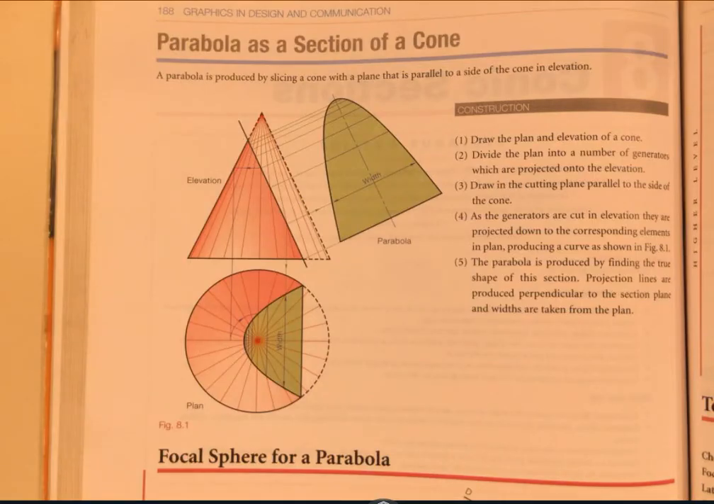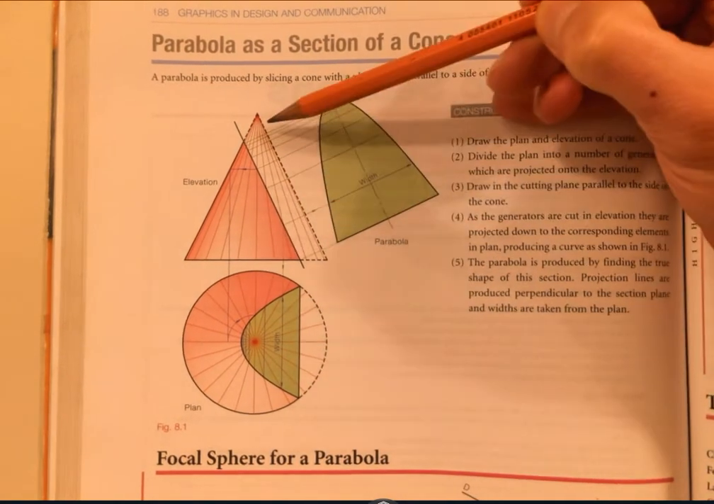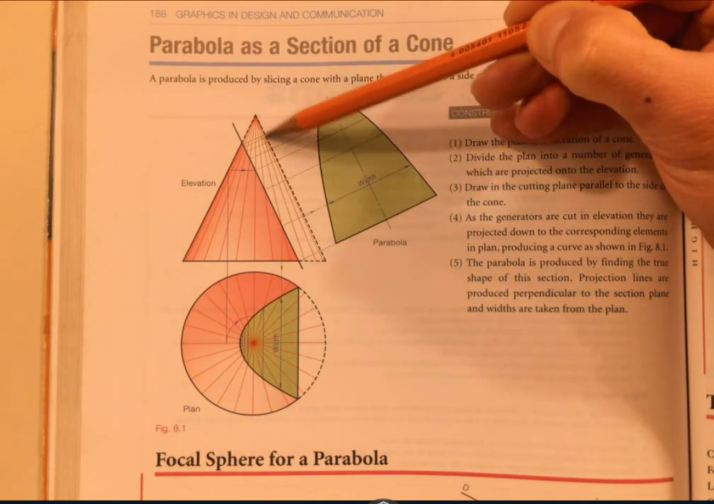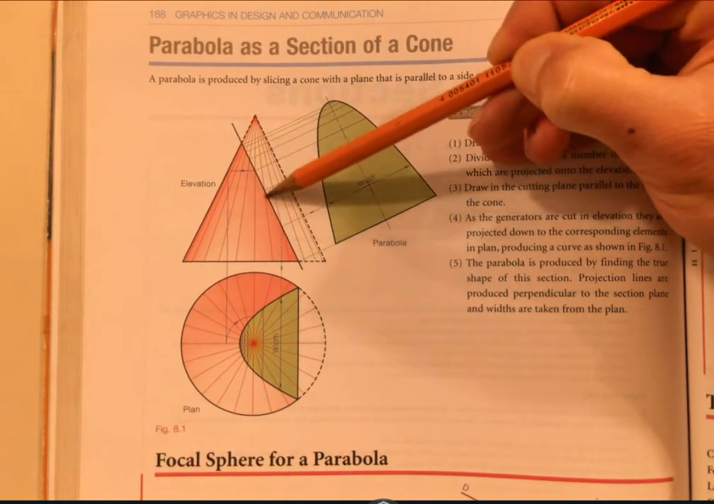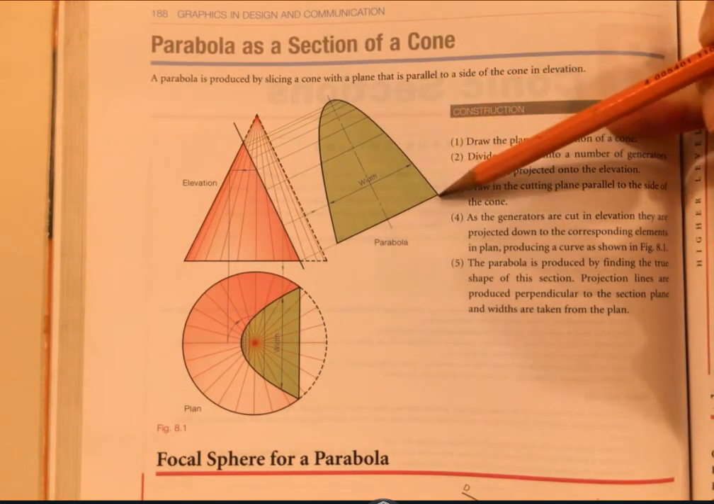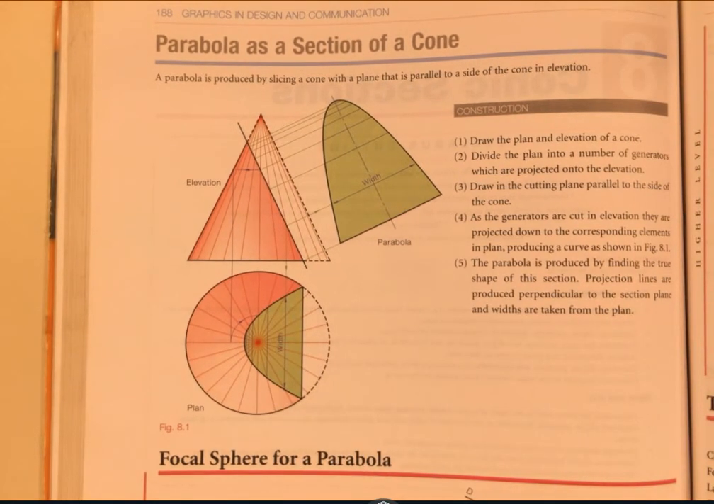Where the parabolas come from, if you have an elevation and plan view, so we've got our elevation and plan, again we said the parabola is sliced parallel to the edge of the cone. Here's the edge of the cone in elevation, slice through the parabola, and this is the reveal. So that's the true shape of the parabola revealed. We have a plan view that shows the parabola, but it's not a true shape.